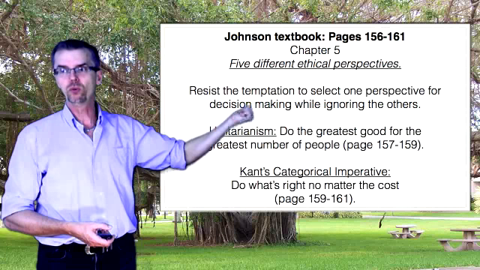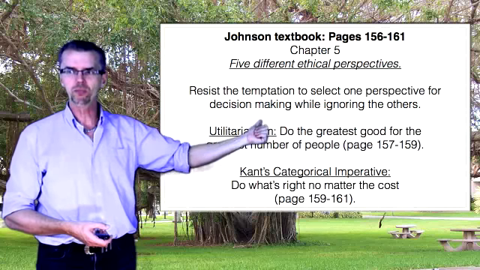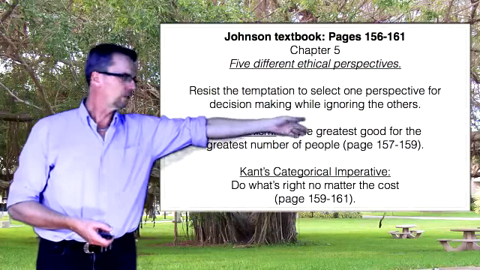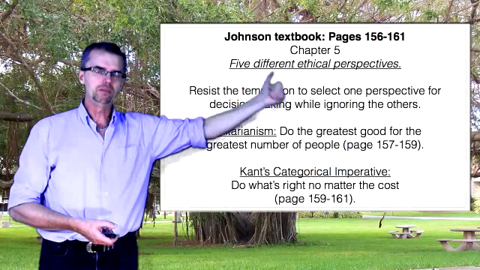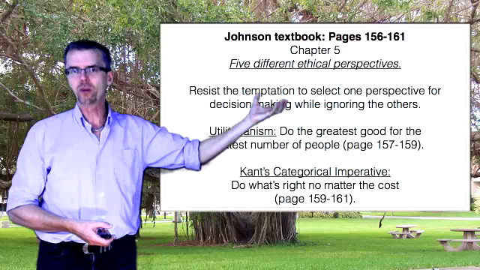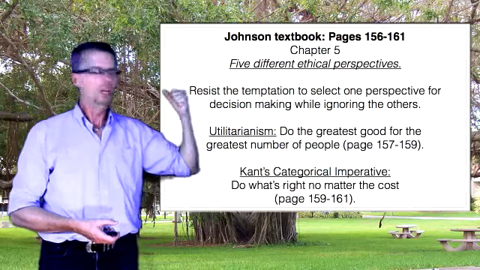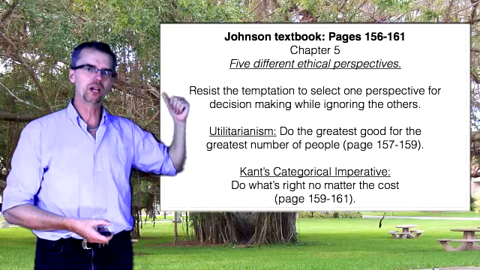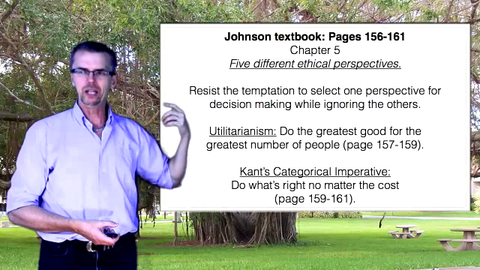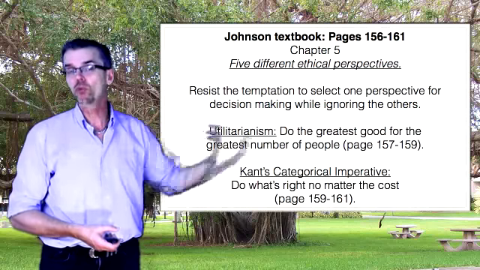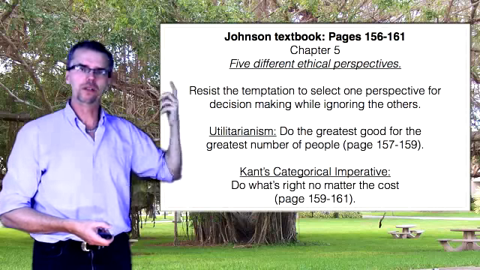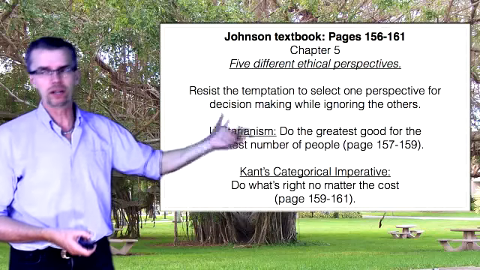the objective is to do the greatest good for the greatest number of people. And that's pages 157 to 159. In a sentence, that's the easiest way to sum up utilitarianism. It's oversimplified, but that's the way to capture it in one sentence. And for Kant, the way to capture Kant in one sentence is to say, do what's right, no matter the cost. You'll see how that becomes problematic.